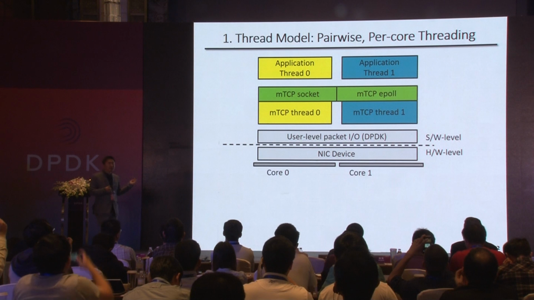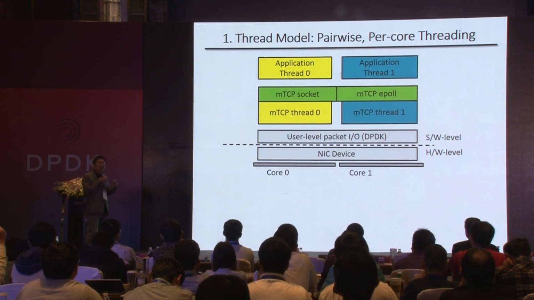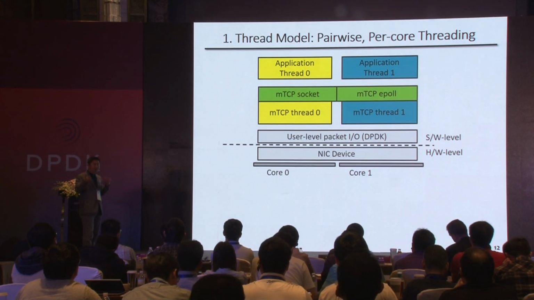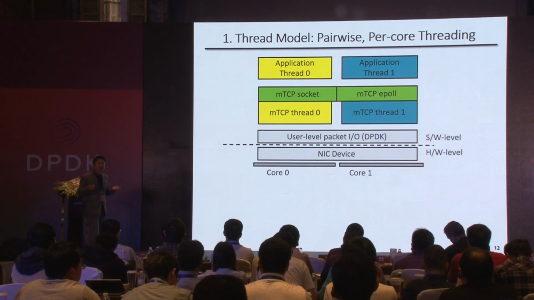So here is the thread model. The thread model is very simple. We support a shared-nothing parallel architecture. The basic idea is that you load balance the packets coming to you across multiple CPU cores, and then we divide the load by TCP connection instead of individual packet.